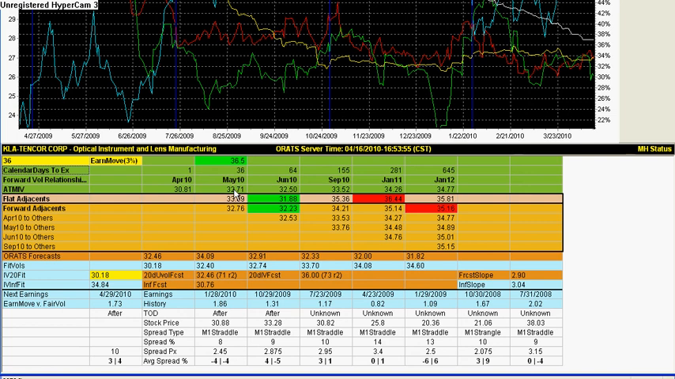So those are the two additions, the ORATS tick volatility versus the close to close, and the ability to put in a fair volatility, add an earnings move percentage, and get a fair earnings volatility.